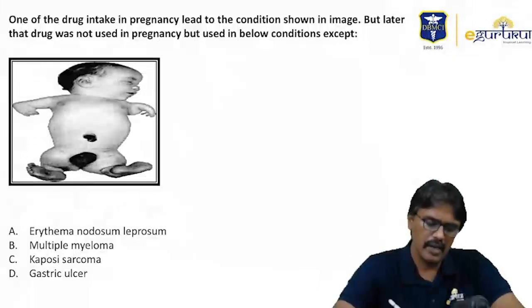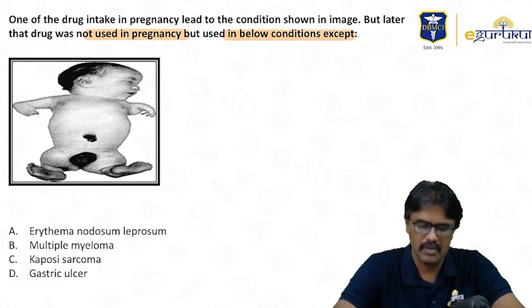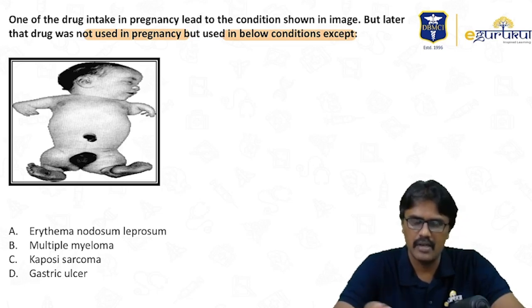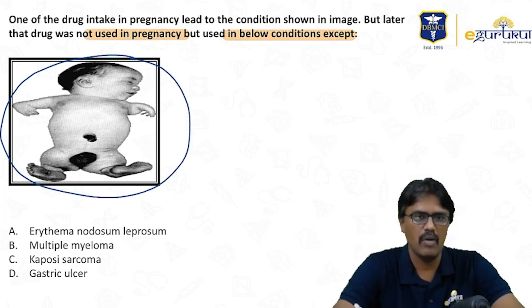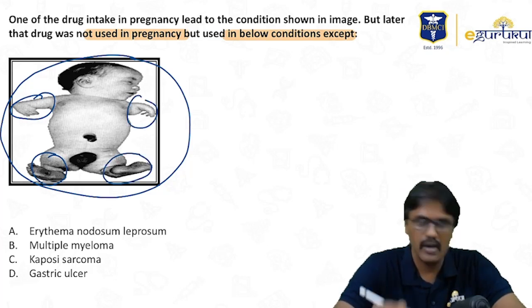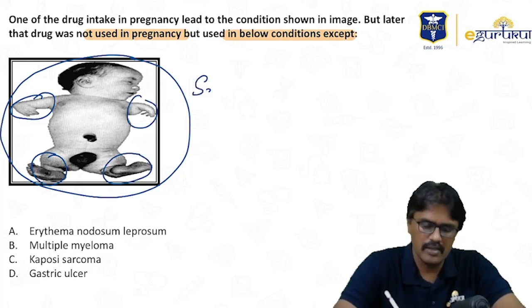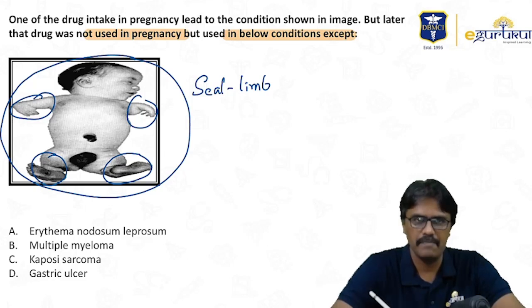So one of the drugs taken in pregnancy may lead to the condition in the image, but later the drug was not used in pregnancy but used in the below conditions except. Now here you have to identify the condition, then you have to identify the drug. Now if you see this fetus, the baby which has been born, you can see that it has short upper and lower limbs. So this is called seal limb deformity. Now this seal limb deformity is also called phocomelia.